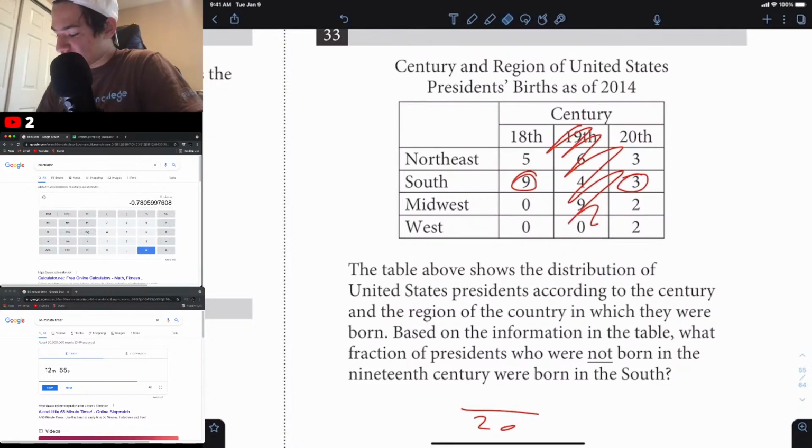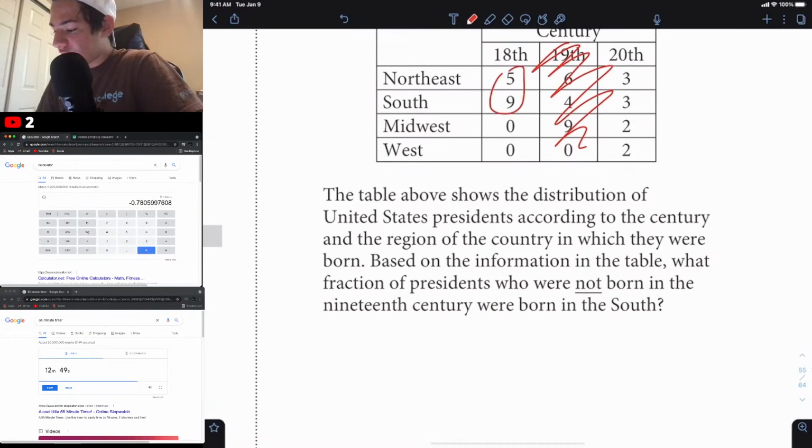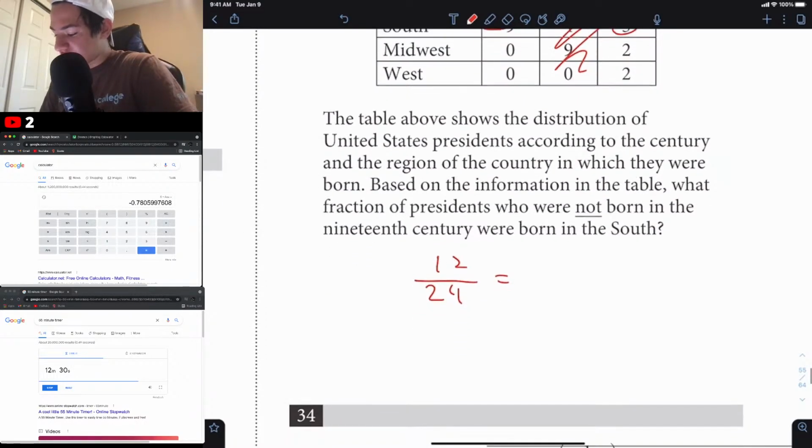Oh, wait. I didn't see those 2s down there. Hold on. Okay. So 18th and 19th century combined, we have 14 plus 6 plus 2. 6 plus 4 is 10. So that's going to be 24. So the total is 24 presidents not born in the 19th century. And then in the South, specifically, we have 9 plus 3, which is 12, over 24, which is 1/2. So 50%. What fraction? 1/2.